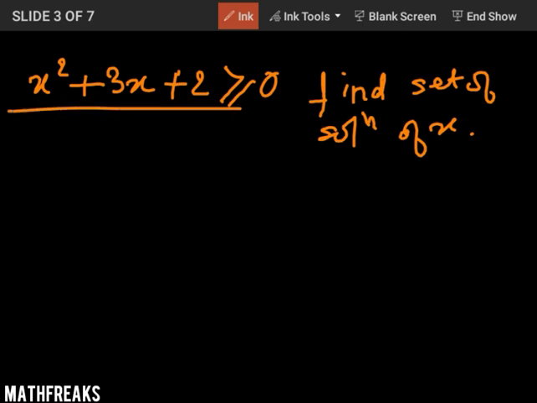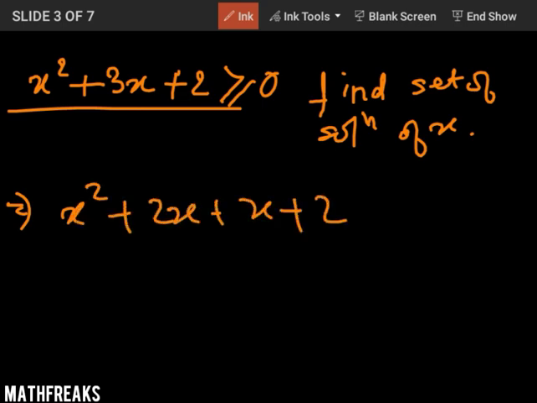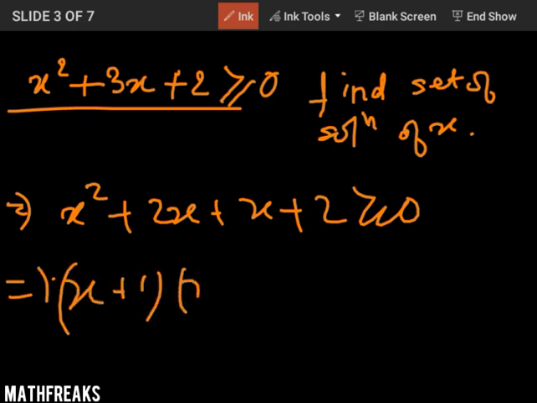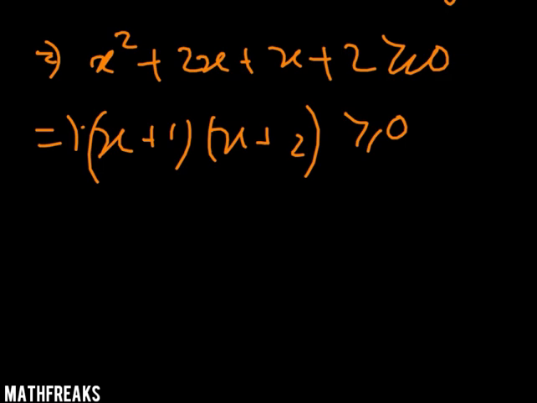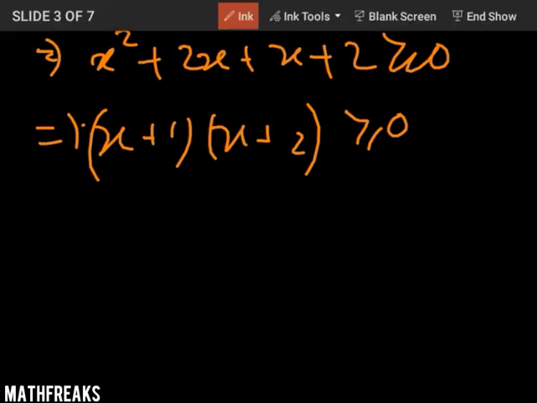Now this can be easily factorized. What will this be? x square plus 2x plus x plus 2, that is (x plus 1) multiplied by (x plus 2), right? This is greater than or equal to 0. Now our first step is done, that is, we have factorized it. Step 1 checked. Okay, now let's move on to step 2.